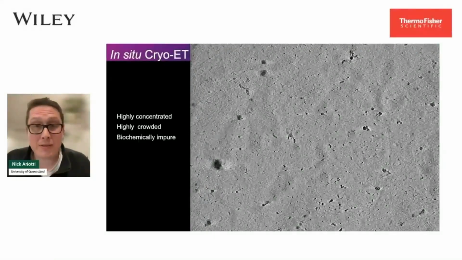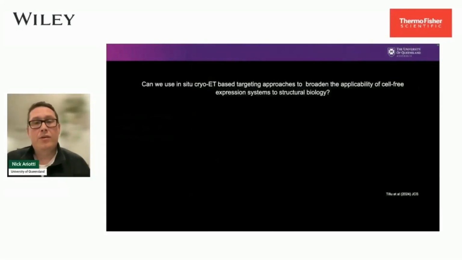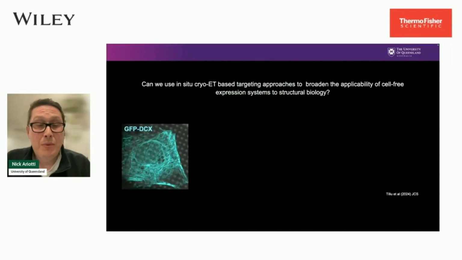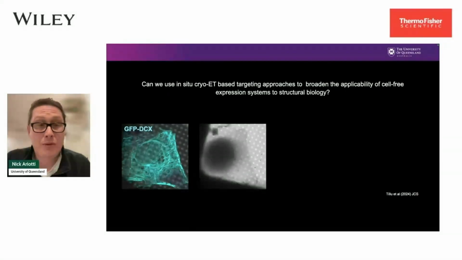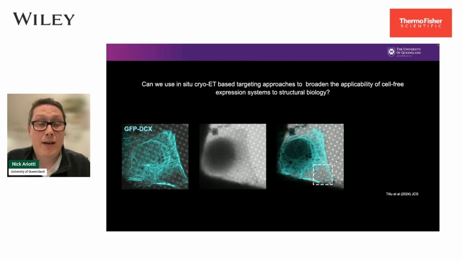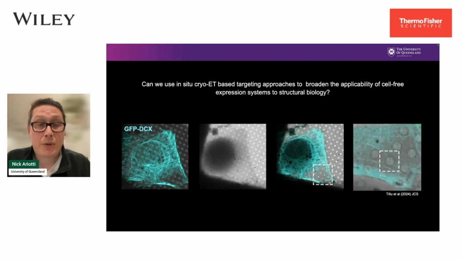So how can we do this? Well, there have been methods that have been developed. And this comes to the crux of what we are trying to achieve with our work. Can we use in situ cryo-electron tomography-based targeting approaches to broaden the applicability of cell-free expression systems to structural biology? This is something we published in the Journal of Cell Science last year, where we expressed a fluorescently labeled protein that localizes to microtubules, and we can target those individual microtubules in the cell using cryo-electron microscopy.